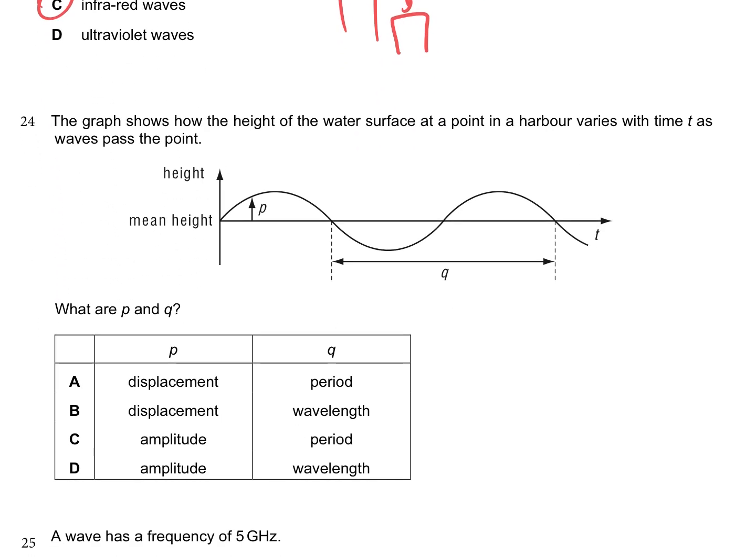This graph shows how the height of water surface at a point in a harbour varies with time t. The wave passes the point. What are P and Q? Now, first of all, you check your axes. This is height. Now, P over here will be the displacement. So it's not the amplitude, because the amplitude is the maximum displacement from the equilibrium position, but it's not in this case, that P. Q, well, we look at our axes, is it wavelength or time? Well, if this was distance, it would be wavelength, but it's time. So Q represents a time period. So the answer to 24 is A.